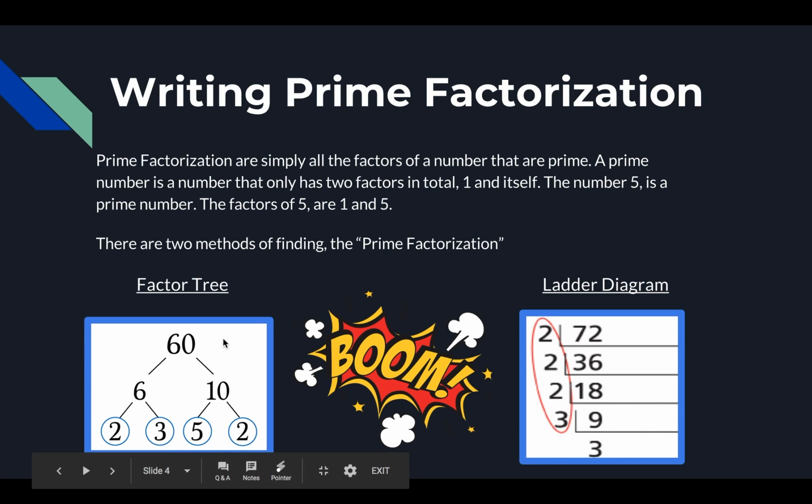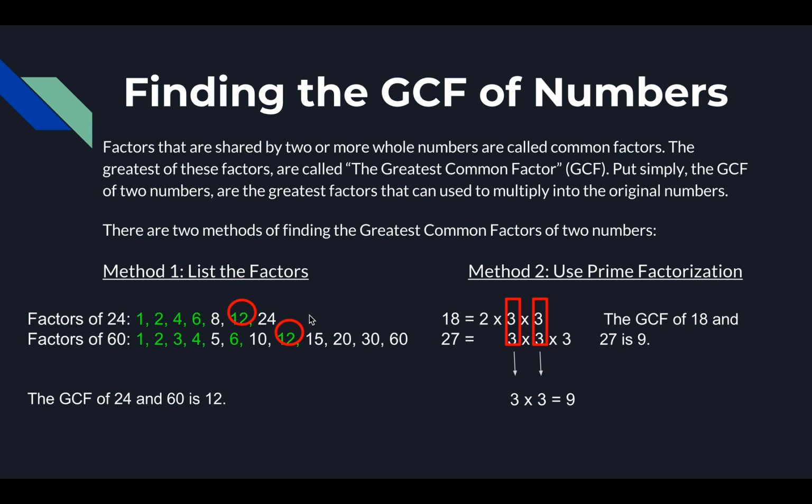Okay, and slide number 3. Finding the greatest common factor of numbers. Okay, so factors that are shared by 2 or more whole numbers are called common factors. The greatest of these factors is called the greatest common factor. Whoa! Simple. Okay, put simply, the GCF of 2 numbers is the greatest factor that can be used to multiply into the original numbers. Grammar.